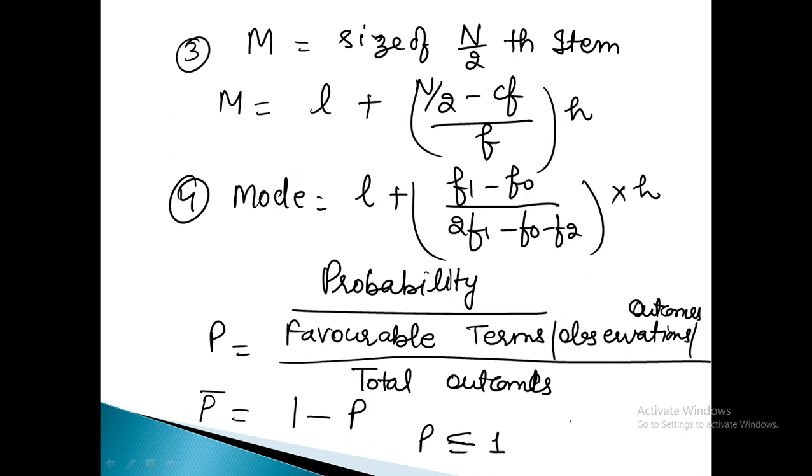If probability of successful is represented by P, probability of unsuccessful is represented by not P, and both total always equal to 1. Probability successful means 1. Probability not successful means 0. So when we total, that will be equal to 1.